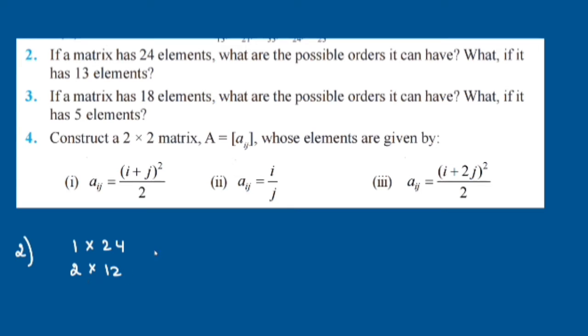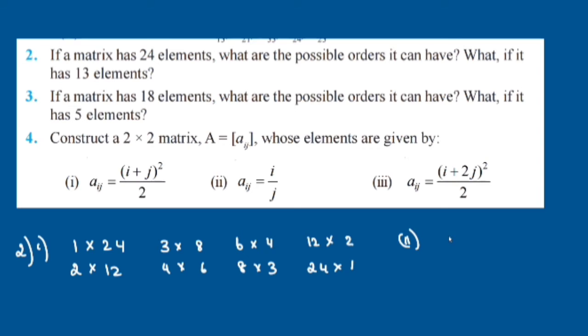So 2 into 12, or it can be 3 and 8, then 4 and 6, then 6 and 4. That is a different matrix. 6 and 4, then 8 and 3, then 12 and 2, 24 and 1. That's it. So these are the possible matrices. Now if it has only 13 elements, then what are the possible orders? Only two possibilities. What are they? 13 into 1 and 1 by 13.